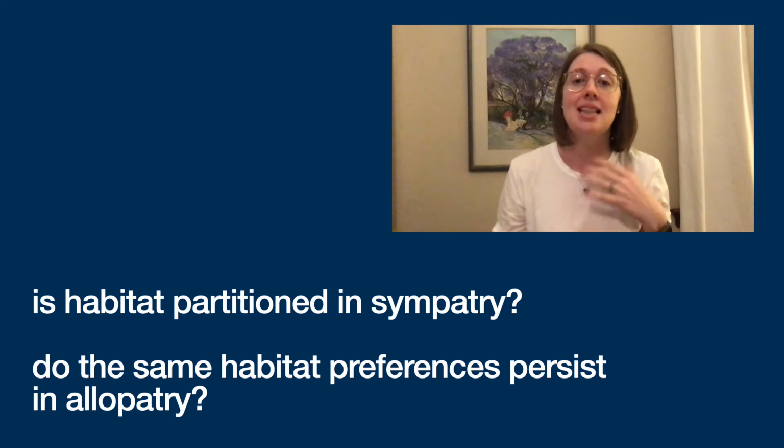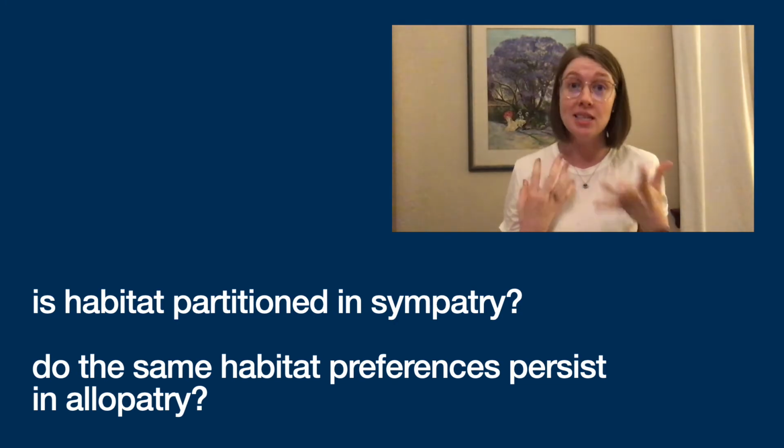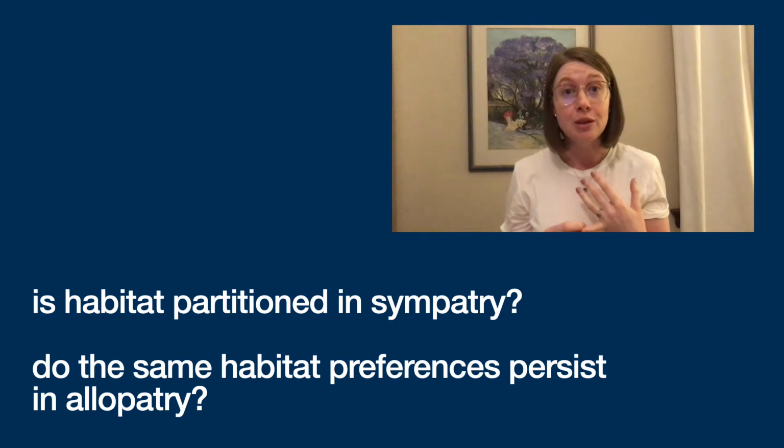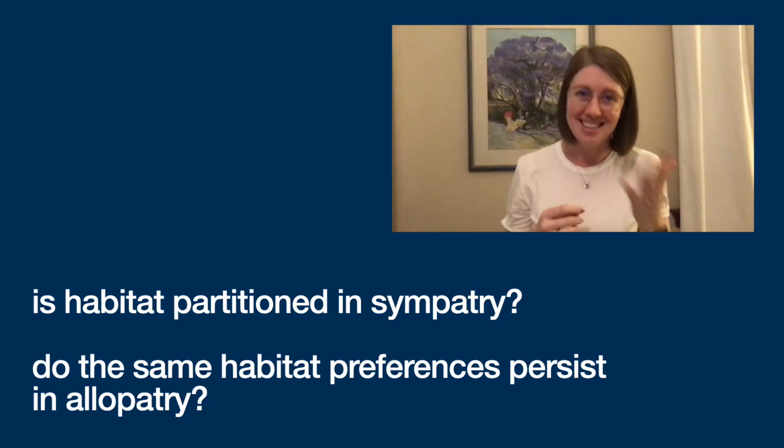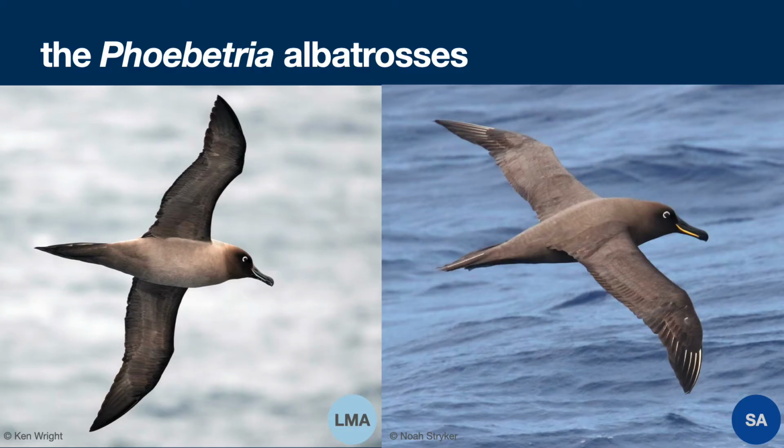In order to investigate these kinds of questions, what we need is a species pair, ideally reasonably closely related, that could be found living in sympatry and in allopatry. The Phoebetria albatrosses offer us an excellent system through which to investigate this question. So the light-mantled albatross, here on the left, marked in light blue, Phoebetria palpebrata, and the sooty albatross on the right, marked with dark blue, Phoebetria fusca, are the only two species in their genus. They have similar morphology and breeding phenology, and they both have a circumpolar distribution.